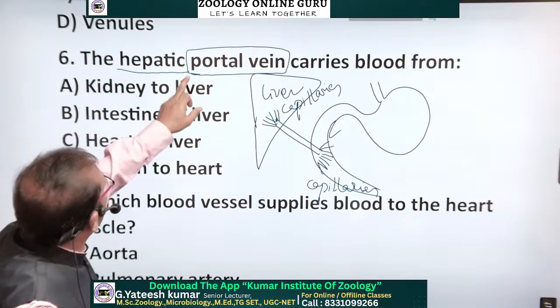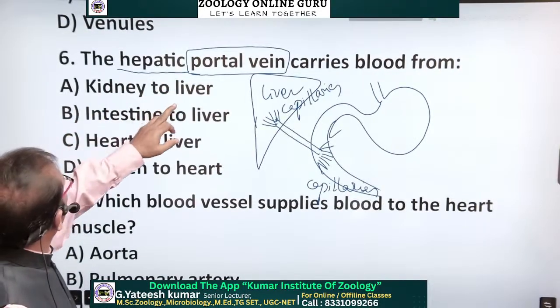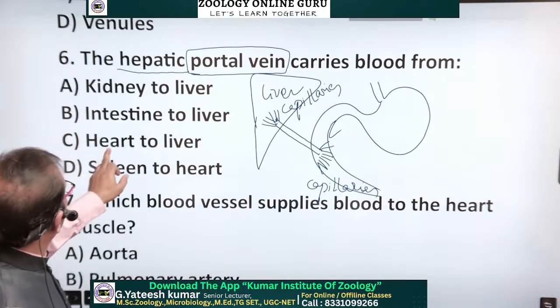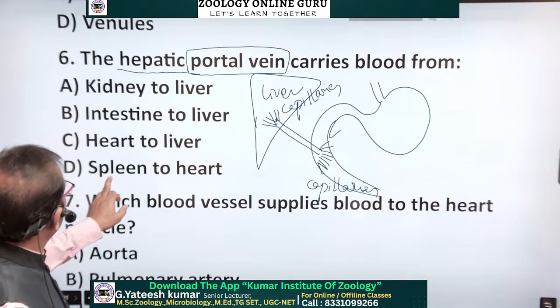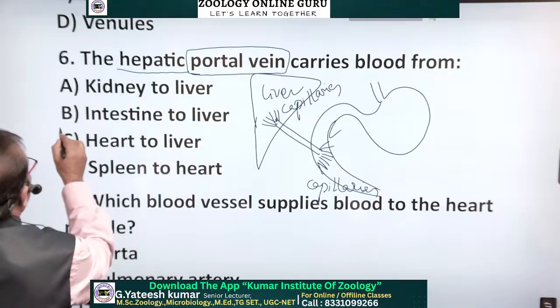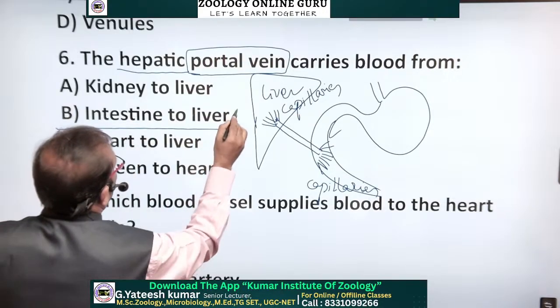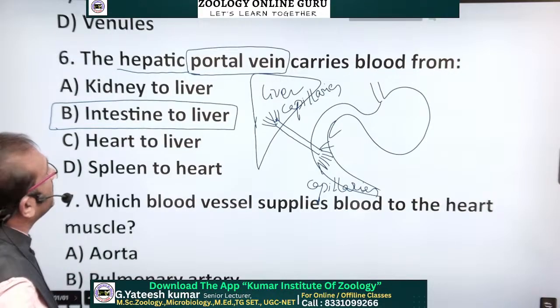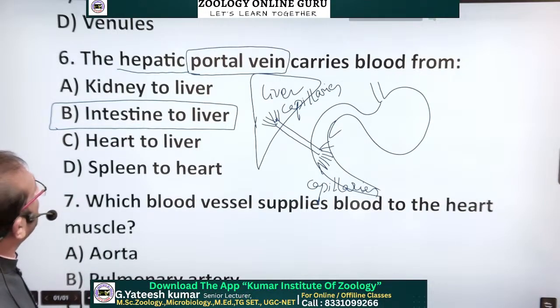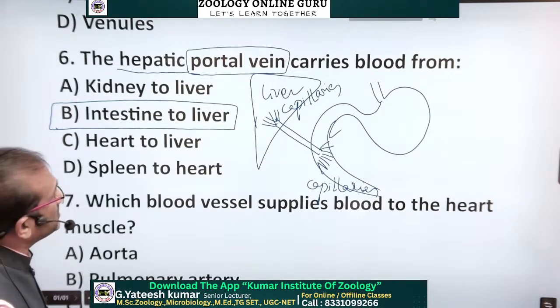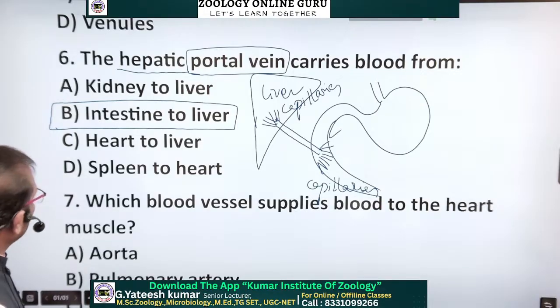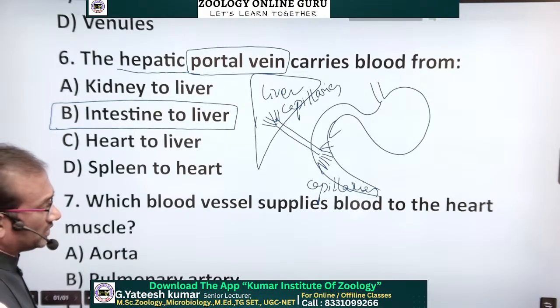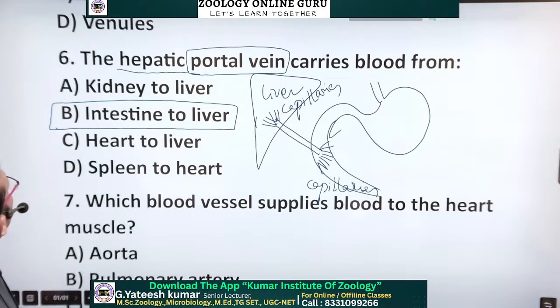Hepatic means liver. So here, intestine to liver. Small intestine to liver, a system is present that is known as the hepatic portal system, also called the hepatic portal vein system. Whatever food materials are there, digested food directly enters into the liver for storage purposes. Okay, so this is about question number 6.